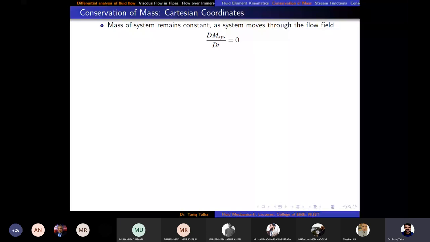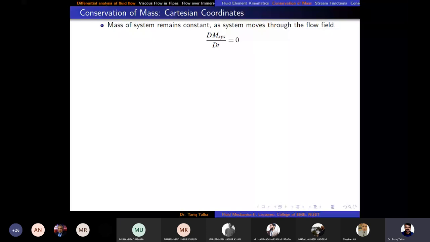So that is the most realistic thing we can have for the subsonic flows. So we start with the conservation of mass. In the Cartesian coordinates, we are going to derive it. We can extend it to the cylindrical polar coordinates as well for some other purposes, but we would start with the Cartesian coordinates.